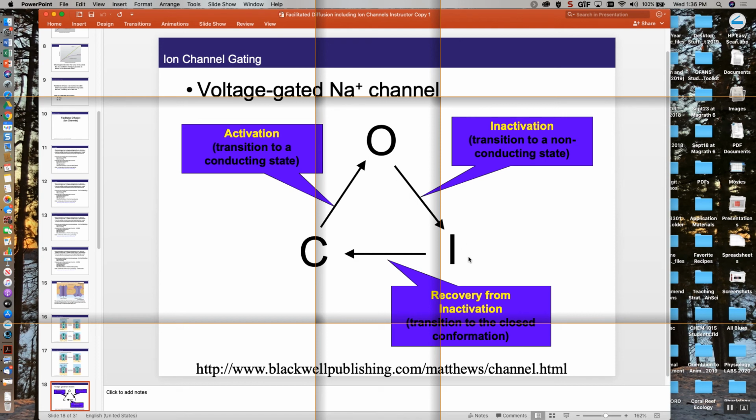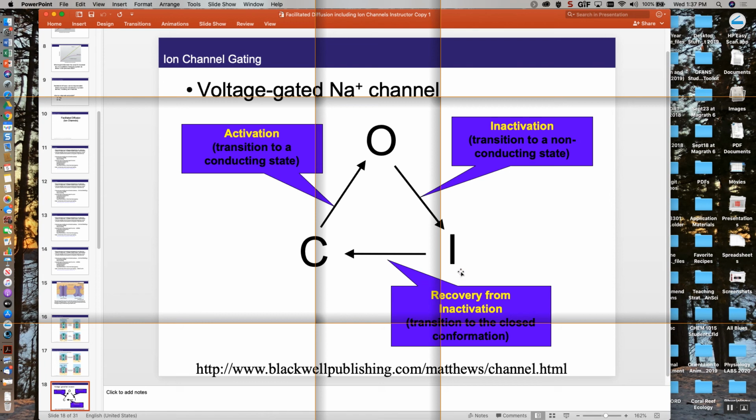Now, think about this. The inactivated state and the closed state are non-conducting states. Only the open state is conducting. Now, a few more terms. If you go from the closed to the open state, then that's called activation. That's the transition to a conducting state. When the voltage-gated sodium channels open, they almost immediately inactivate. So if you go from the open to the inactivated state, that's called inactivation. And then the channel actually has to recover from inactivation. That's when it goes from the inactivated state to the closed state.